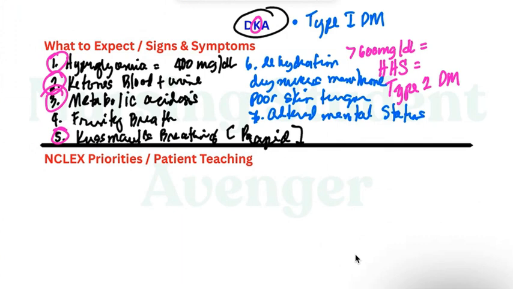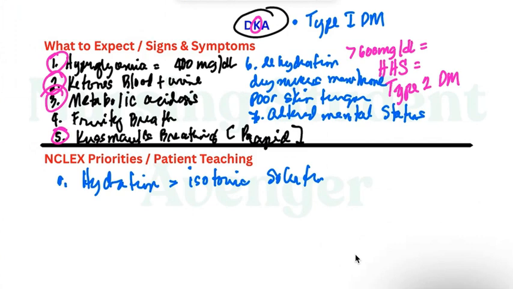Now, let's look at the nursing priority, okay? NCLEX likes to ask prioritization questions. In this particular instance, the priority is going to be hydration, because these are the treatment modalities. So hydration first, in the form of an isotonic solution. An example of that isotonic solution would be normal saline.